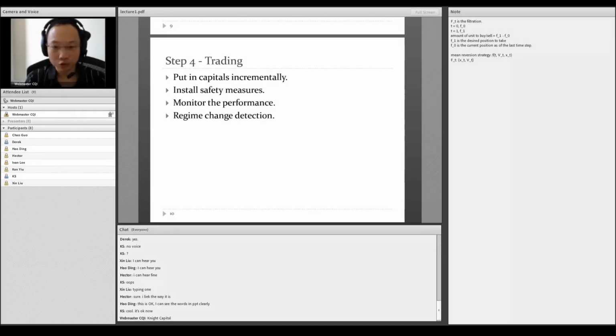The idea is that if any of the assumptions of the model is violated, or if the current regime is very different from the regime that you backtested, or from the regime that you created your model for, then it's a good indication that you probably should stop playing your strategies.